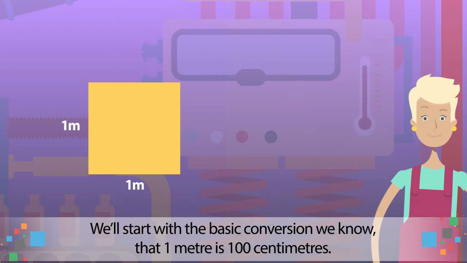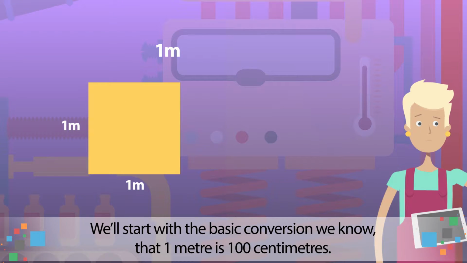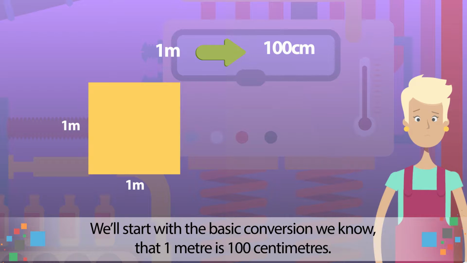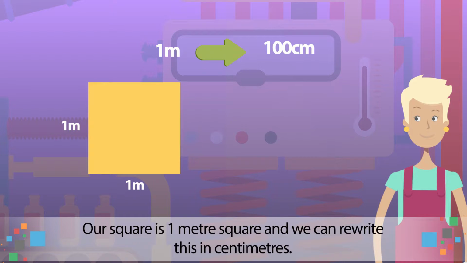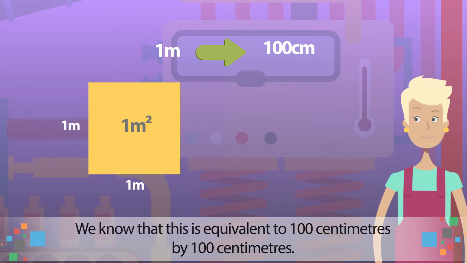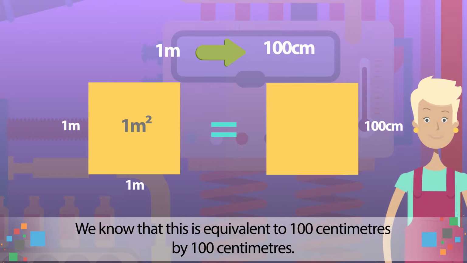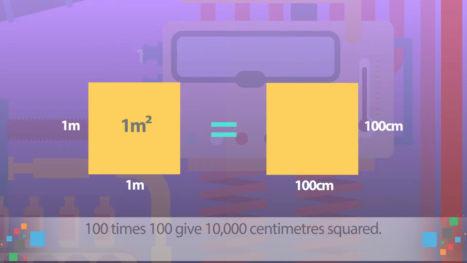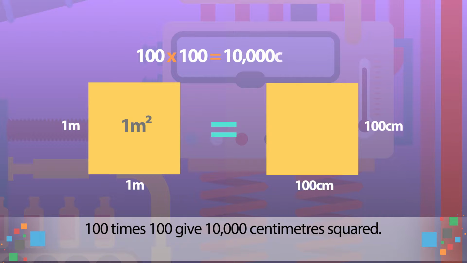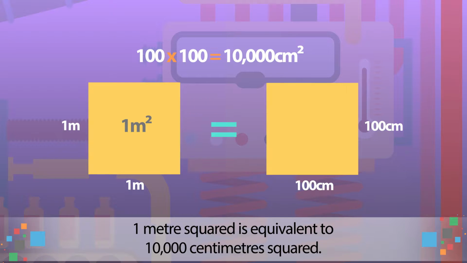We'll start with the basic conversion we know, that 1 metre is 100 centimetres. Our square is 1 metre squared, and we can rewrite this in centimetres. We know that this is equivalent to 100 centimetres by 100 centimetres. 100 times 100 gives 10,000 centimetres squared. 1 metre squared is equivalent to 10,000 centimetres squared.